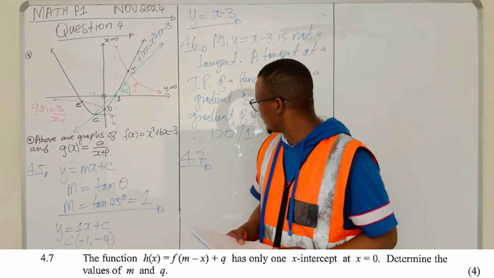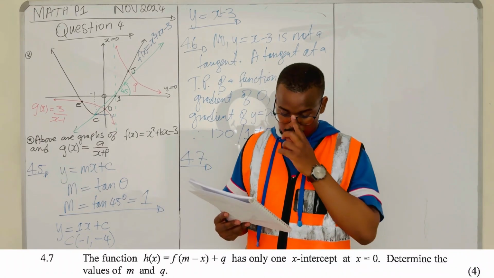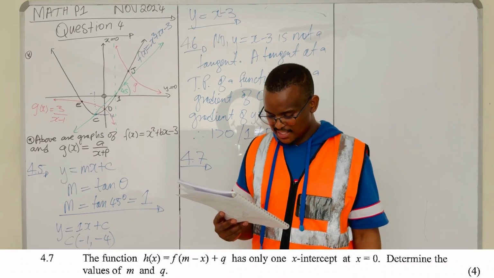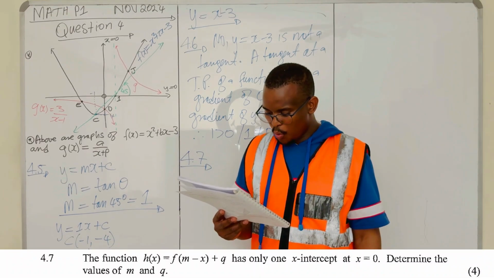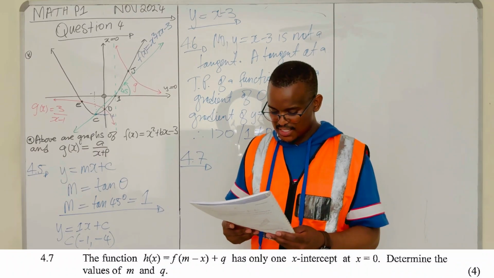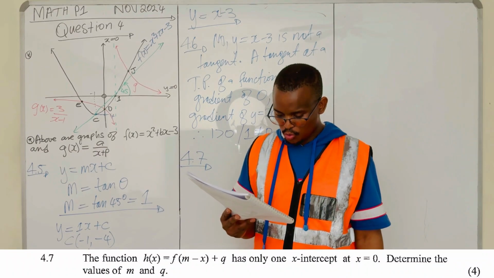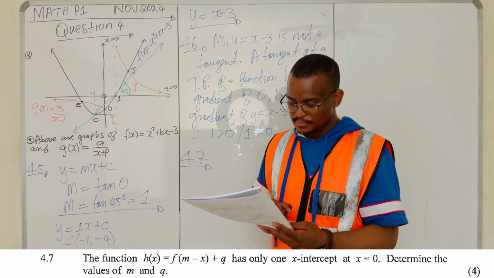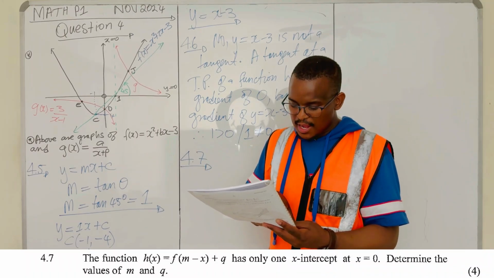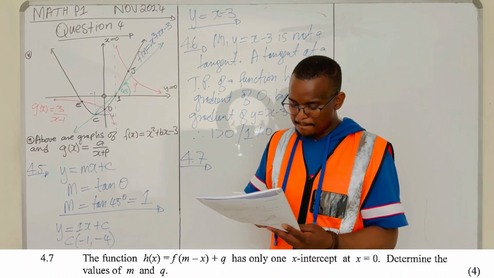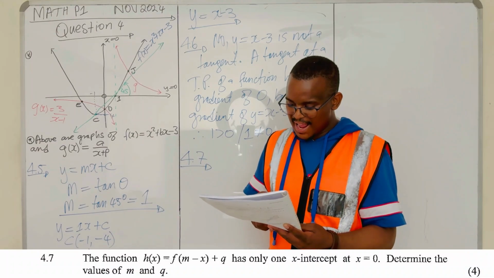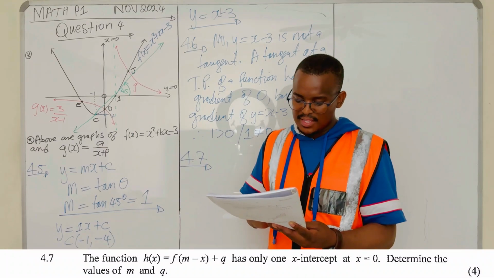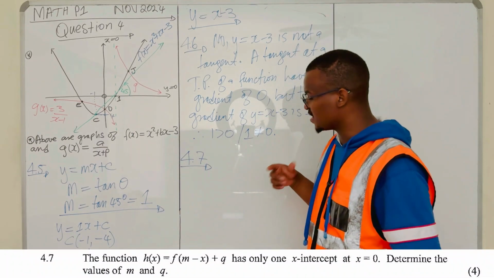Okay, so now we're doing 4.7, right? 4.7 reads as follows. They are saying the function h of x defined by f at m minus x plus q has only one x-intercept at x is equal to 0, right? Determine the values of m and q, which means they want us to find the values of m and q.